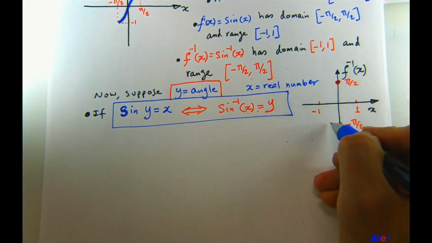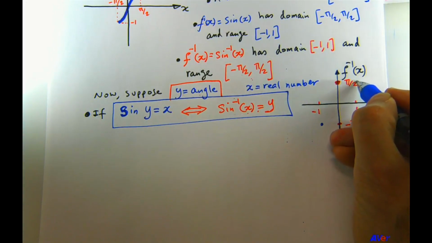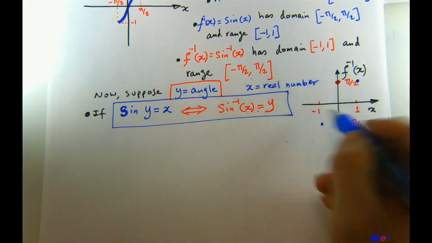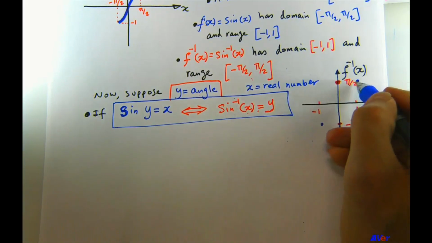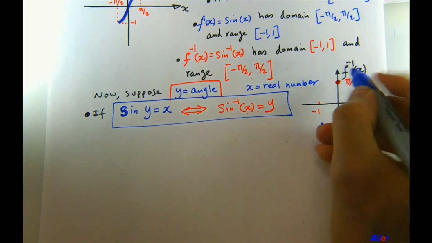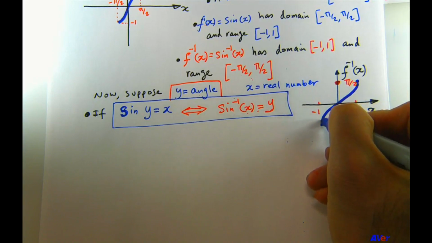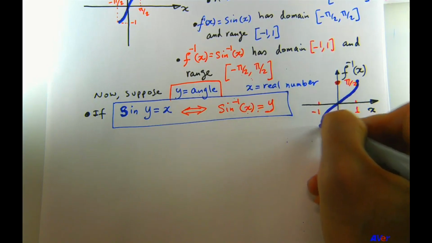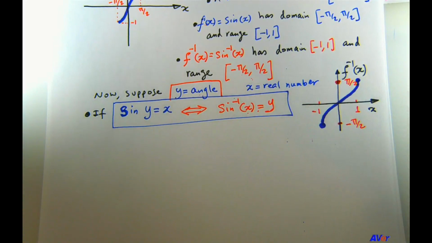Okay, so if we put a point here and a point here, then the graph of, maybe I should use a blue ink like this. I'll use my thicker marker. So it'll be like that. So that's the graph of the inverse sine function.